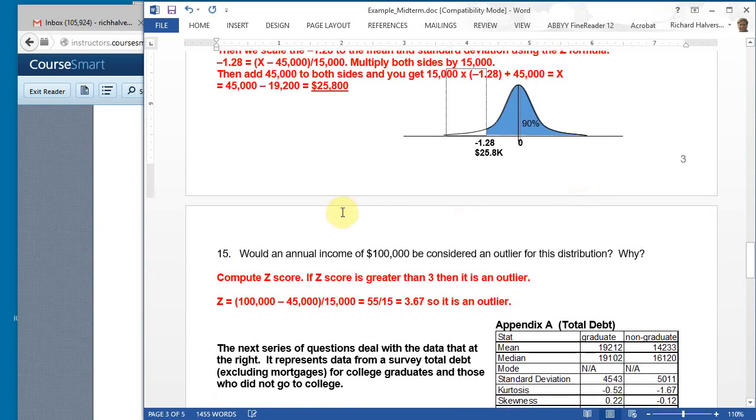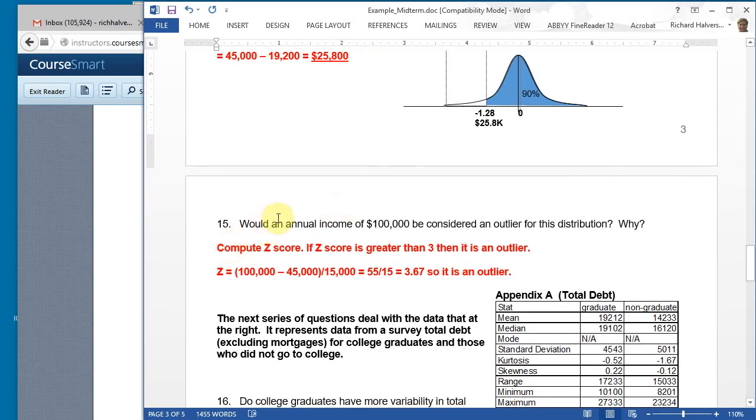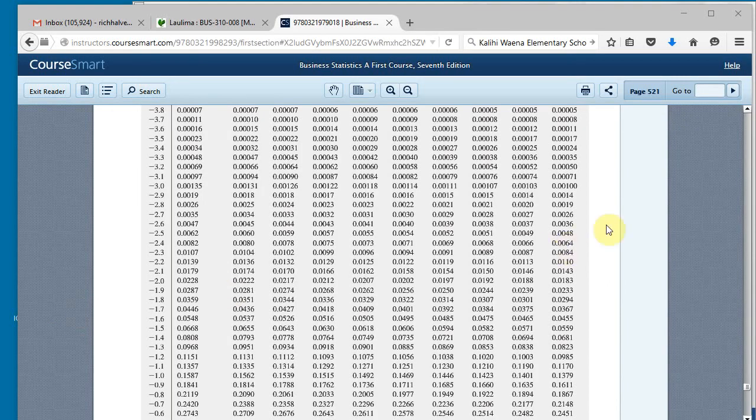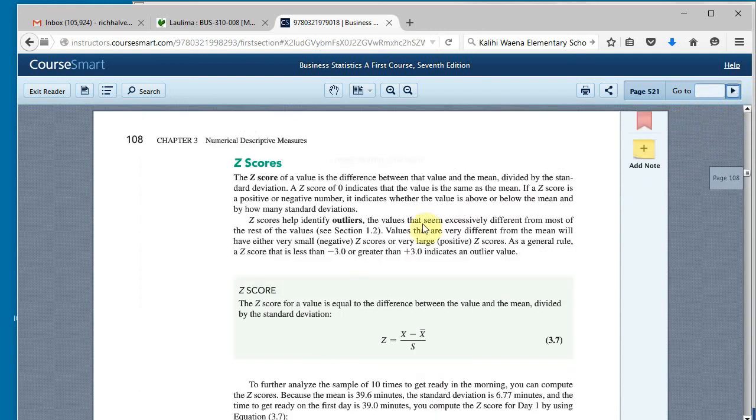Okay, the last question in this section is, would an annual income of $100,000 be considered an outlier? Well, let's just figure out what the z is for 100,000, and if the z is greater than 3 or less than minus 3, then it would be an outlier. I'm referring to this formula here. If you go to page 108, a z-score that is less than minus 3 or greater than plus 3 indicates an outlier value. That's what I'm using here.